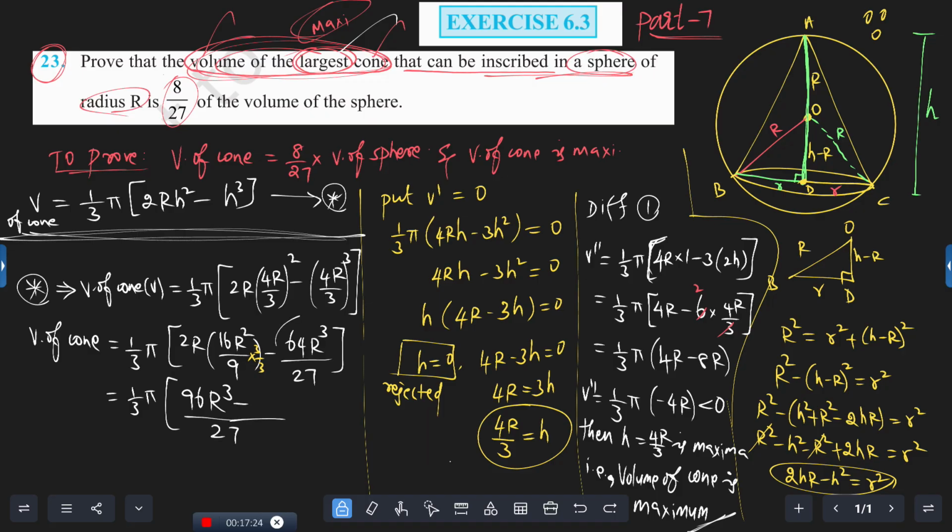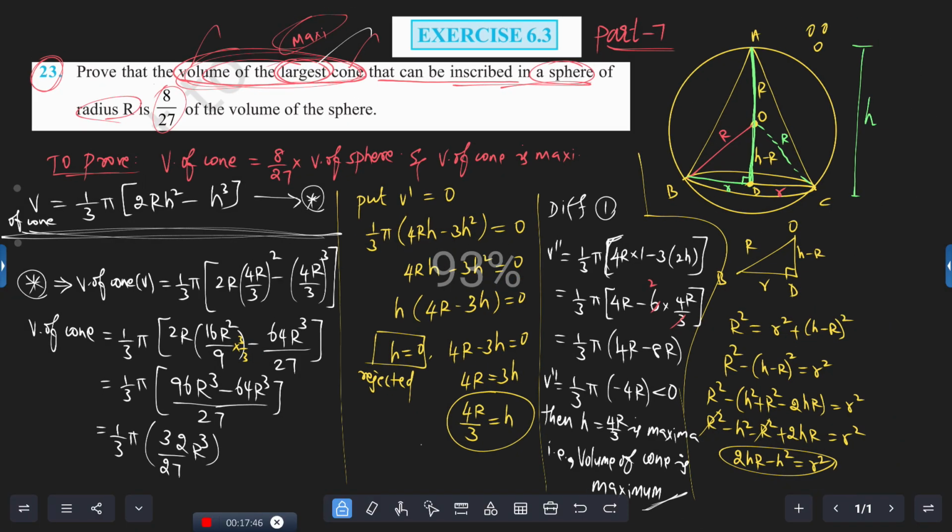27 minus, here 64 R cube is there as it is. Have you understood? Now you subtract both. 96 minus 64, what am I getting? 6 minus 4 is 2, 9 minus 6 is 3, divided by 27 R cube.